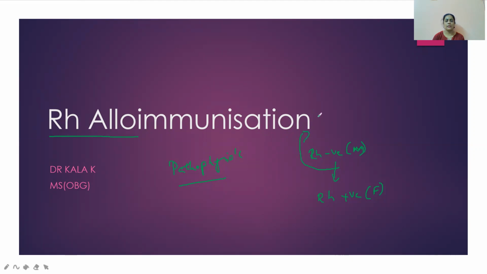So what are the consequences? Because of antigen antibody reaction, there is lysis of fetal RBC, leading to hemolysis and anemia and its consequences. So it will lead to hemolysis and anemia in the fetus and its consequences. So we'll learn one by one in the next slides.